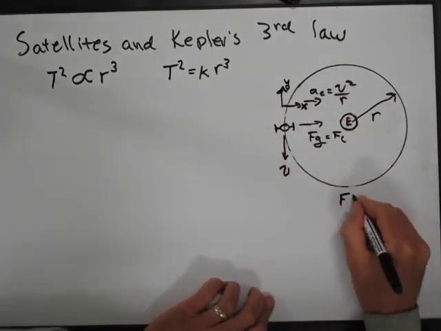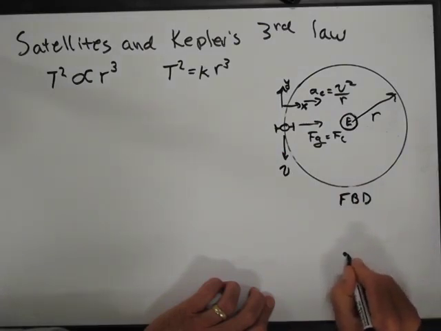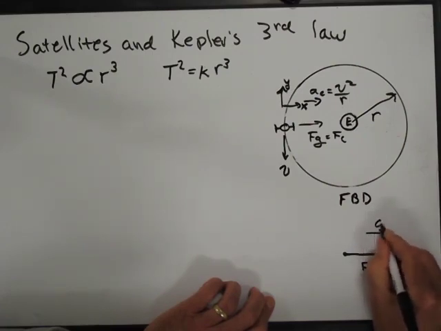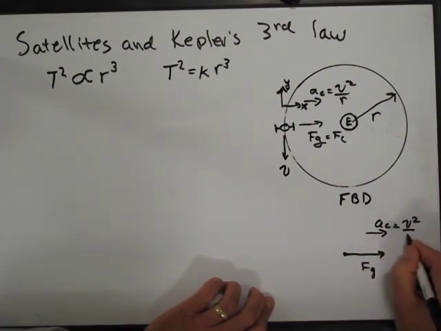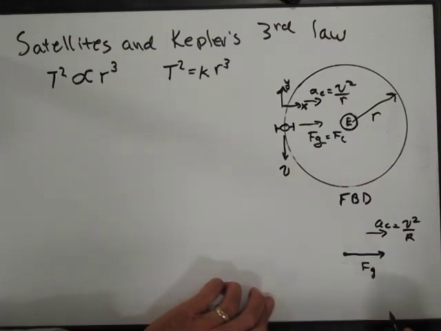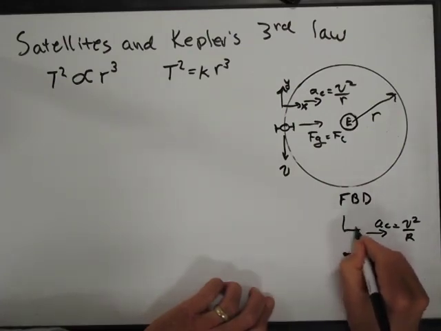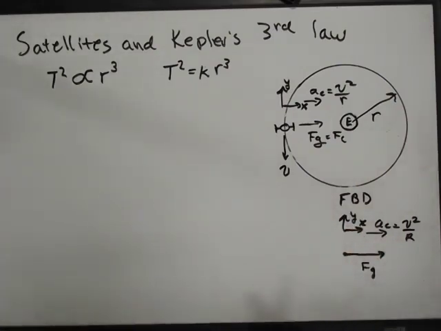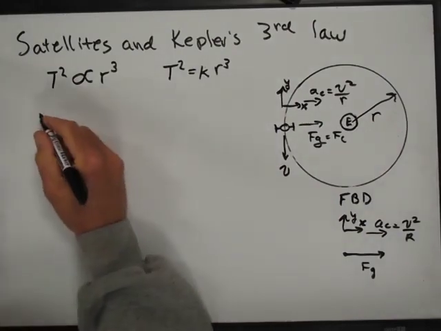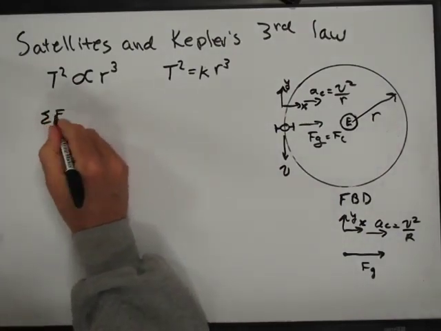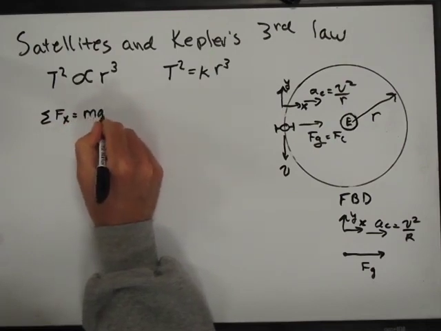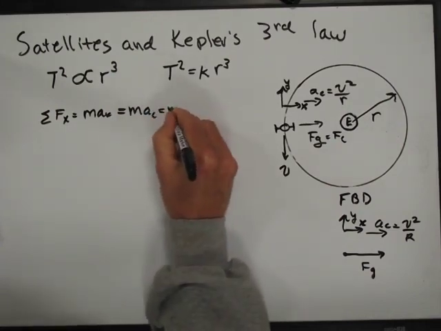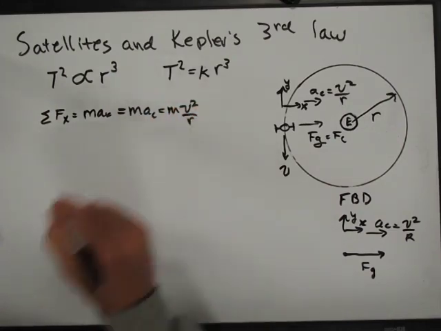And so if I draw a free body diagram, all I have is this. I have the force of gravity going this way. I have an acceleration a sub c, which is v squared over r. And I only have one force. So I can draw my coordinate system, y and x, and I only have to worry about the x direction. So I can say the sum of the forces in the x direction equals m a sub x. That's equal to m a sub c, my centripetal acceleration, which is m v squared over r.